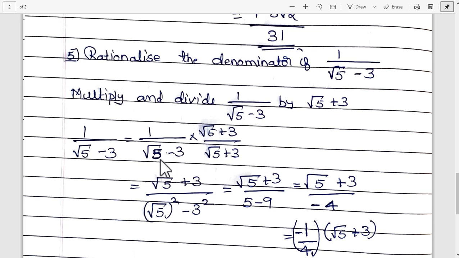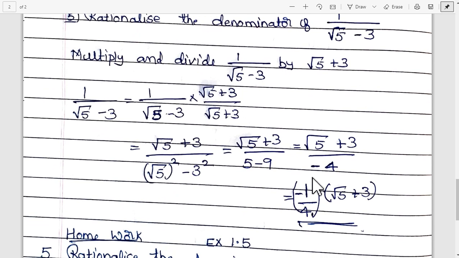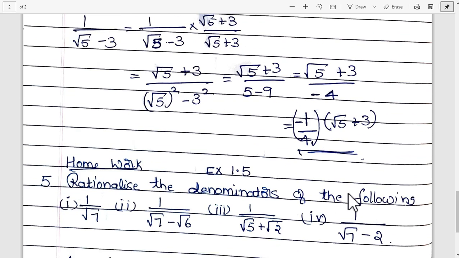Our a is root 5 square, minus b is 3 square. So root 5 plus 3 divided by, square and square root get cancelled and 5 remains. 3 square is 9. So 5 minus 9 is 4, with the bigger number's sign, minus. If you get a minus sign in the denominator, you have to write that for the numerator, but in the numerator there is no number, so you can consider it as 1. So minus 1 by 4 into root 5 plus 3.